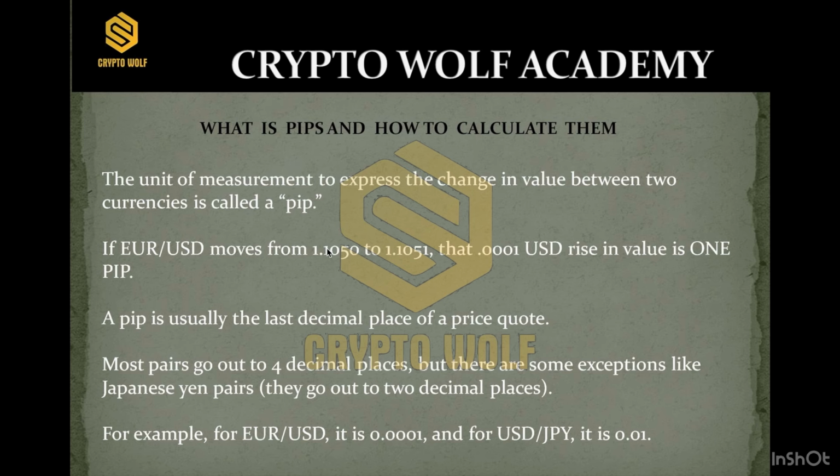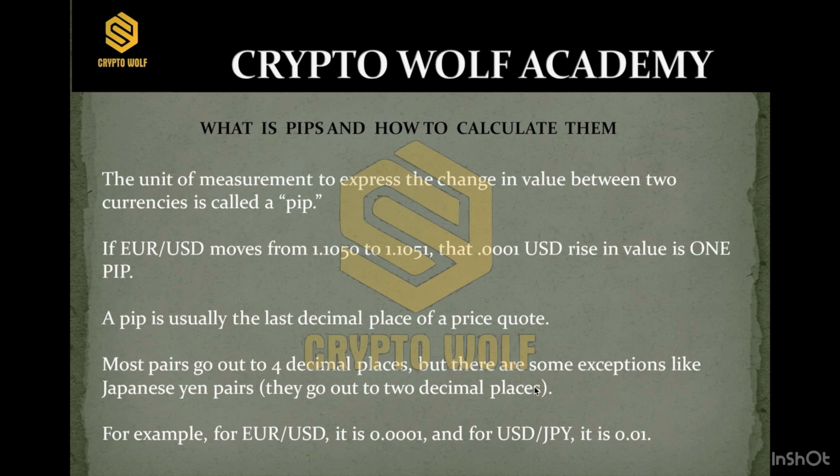It means that for this diagram you're seeing now, for this value 1.1050, the pip in this value is actually the 0, the last digit in every price quote you see, right? So most pairs go out to four decimal places, but there are some exceptions like the Japanese yen. They go out to two decimal places.